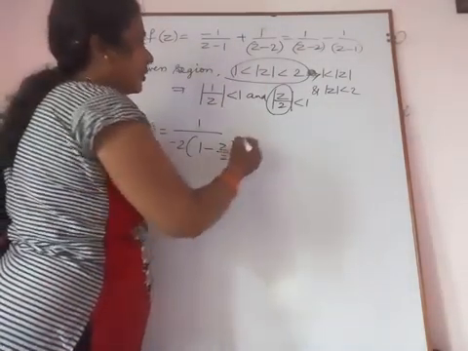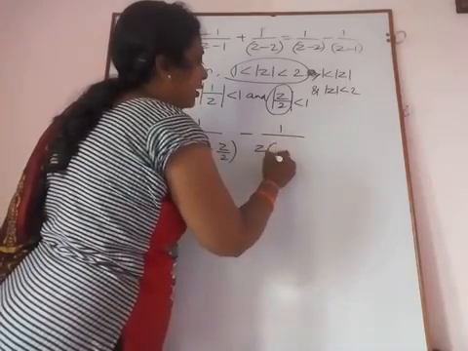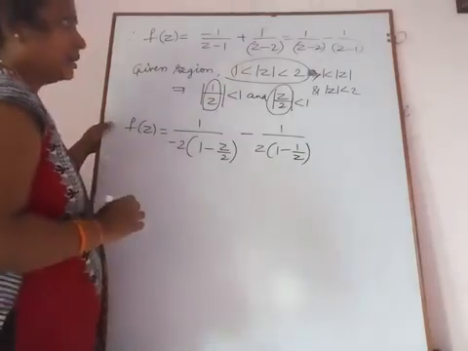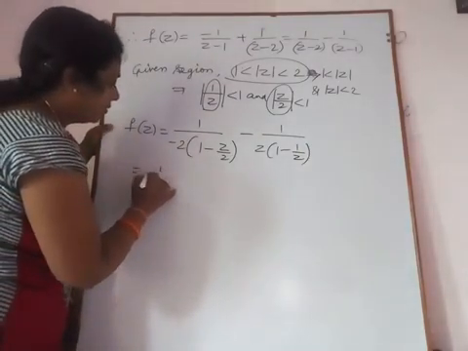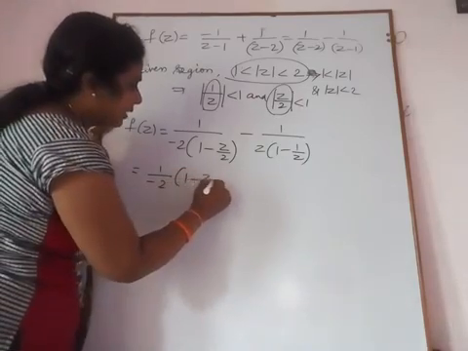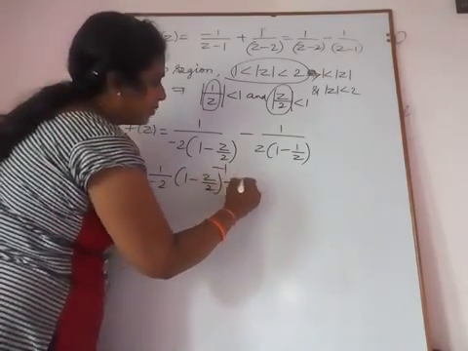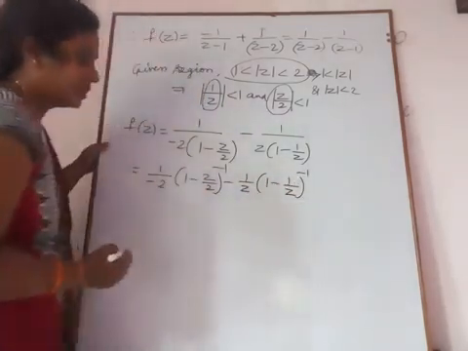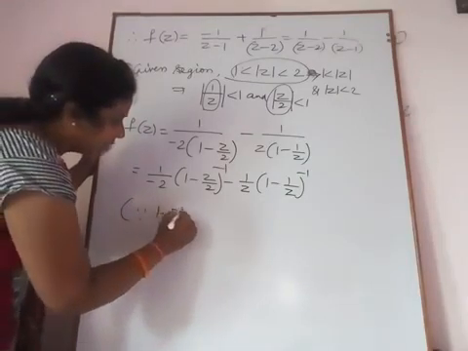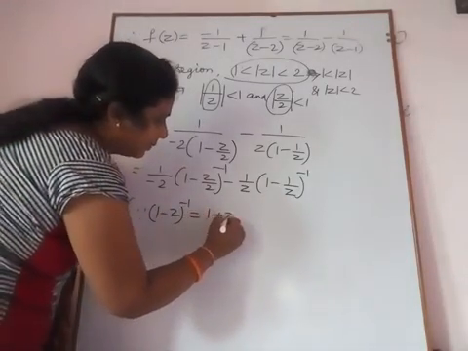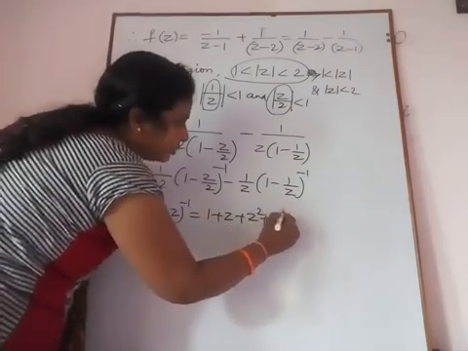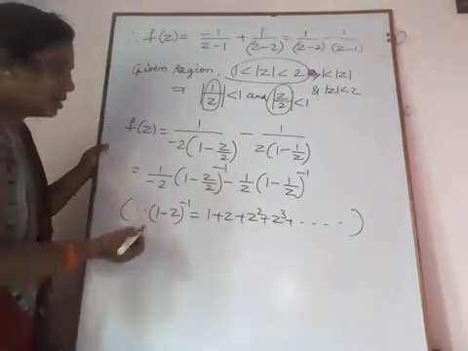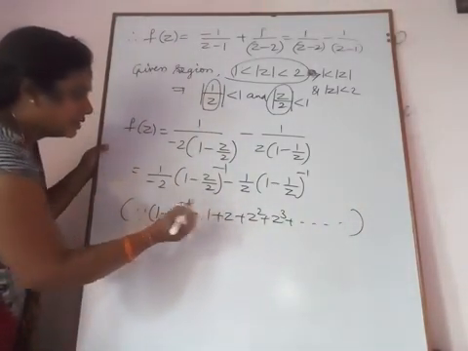In the second term, we can take z common, 1 minus 1 by z, right? Reduced into 1 by z form. It is equal to 1 by minus 2, (1 minus z by 2) whole inverse, minus 1 by z into (1 minus 1 by z) whole inverse. We know that (1 minus z) whole inverse is equal to 1 plus z plus z square plus z cube and so on, by using the binomial or some important results. Okay, this can be expanded by using this relation.